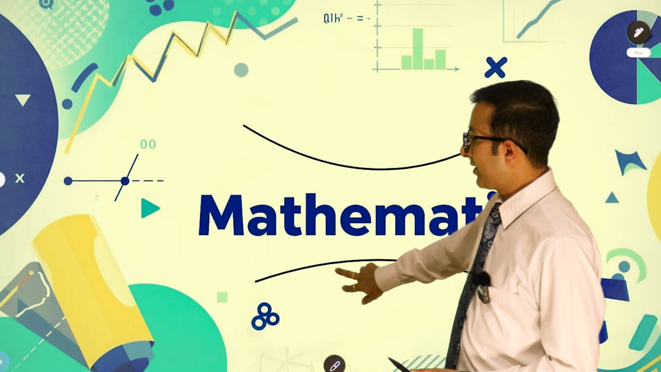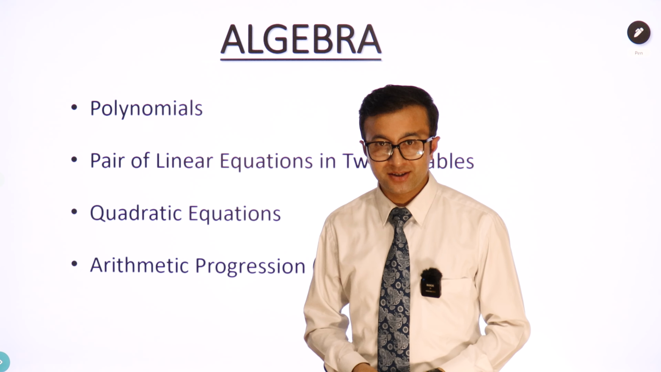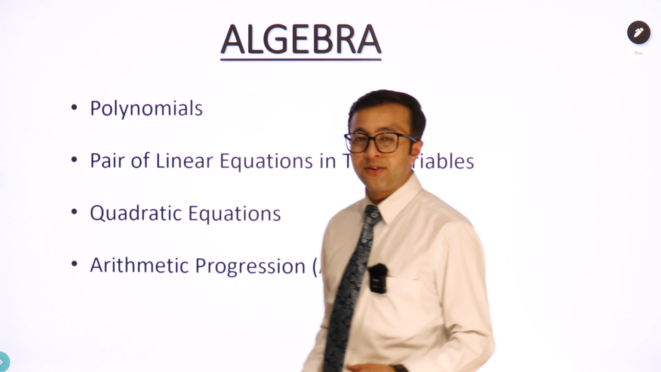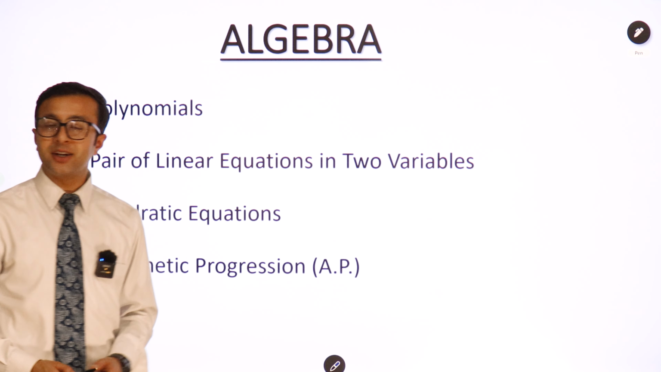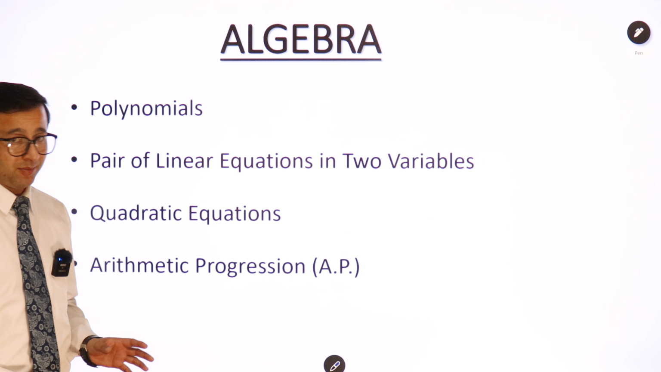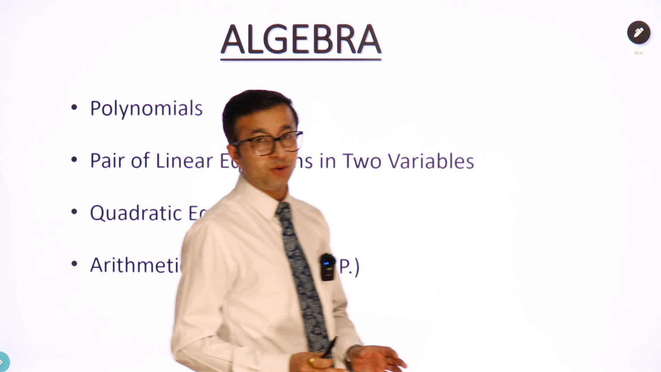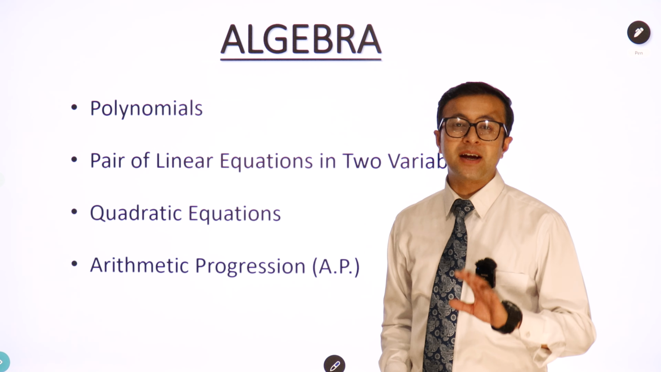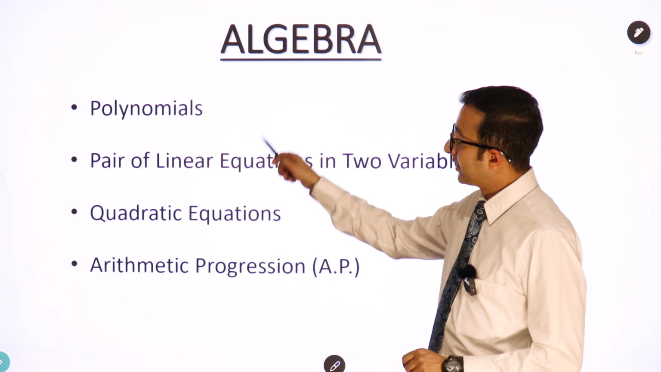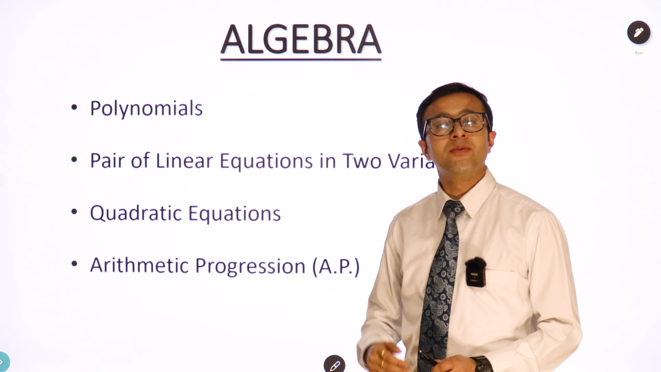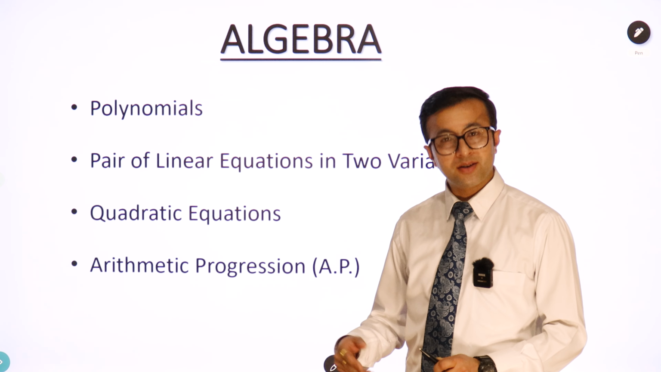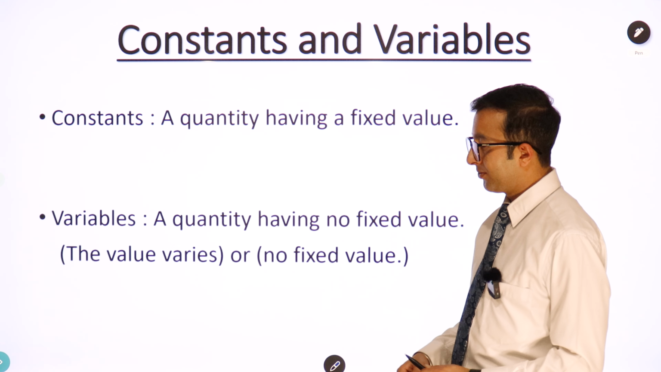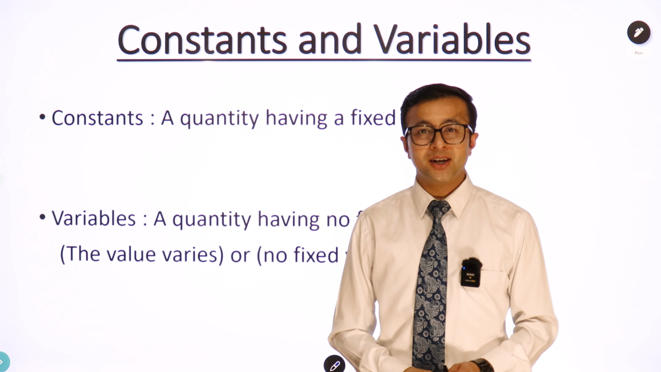Now, in class 10, you can see that algebra has 4 chapters: polynomials, pair of linear equations in 2 variables, quadratic equations, and arithmetic progression. These 4 chapters will carry 20 marks in the board examination. But we cannot say that each chapter will carry 5 marks. Altogether, these 4 chapters form 20 marks.